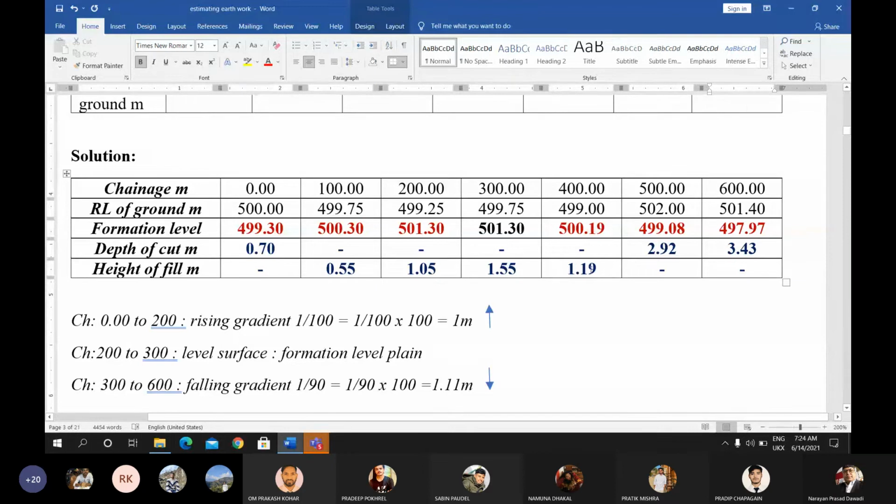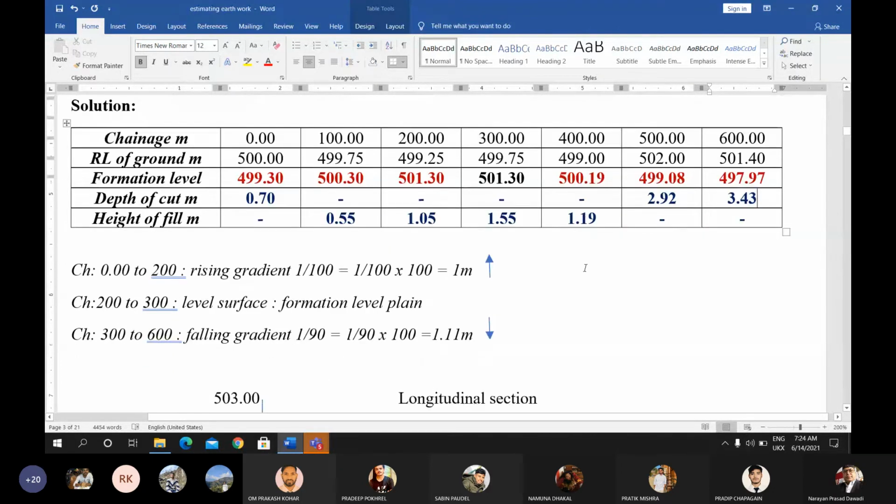For the last portion, changing from filling to cutting, there is also a zero depth in between 400 and 500 meters. Okay, for calculating the quantity, now let us start.